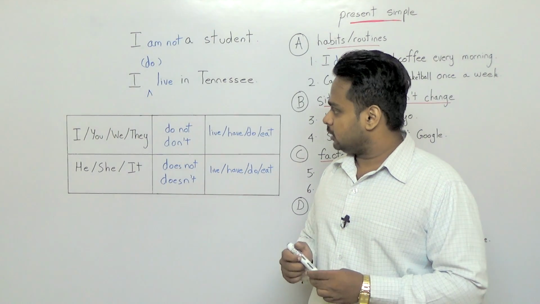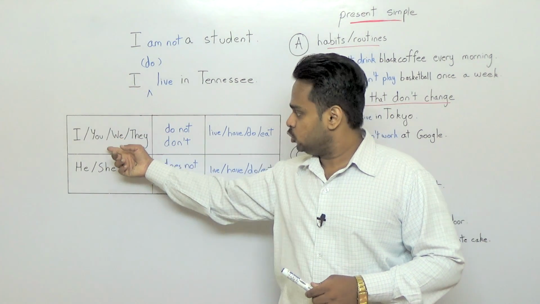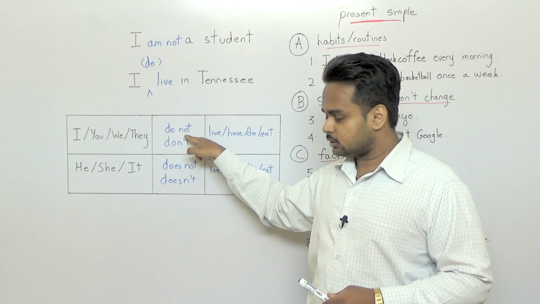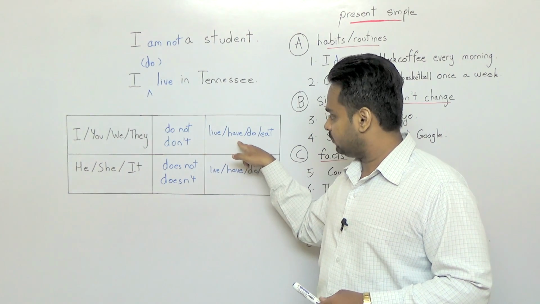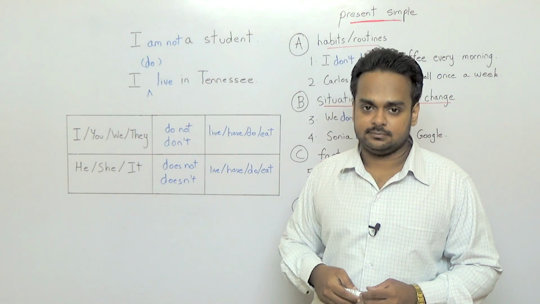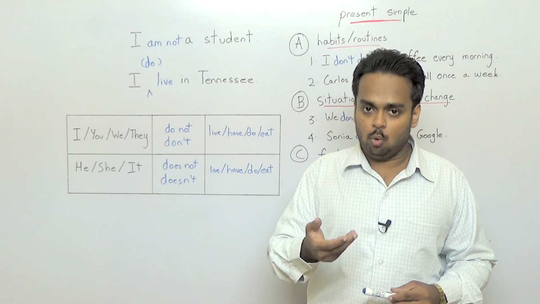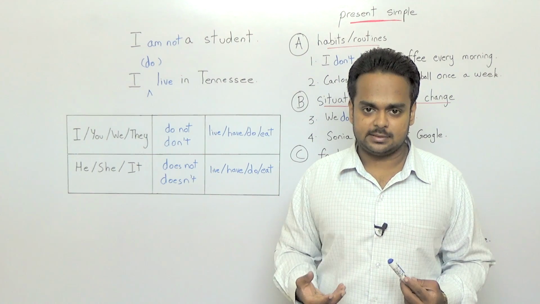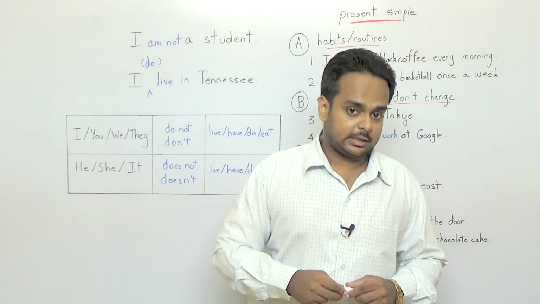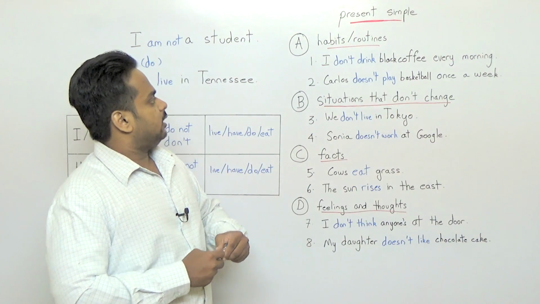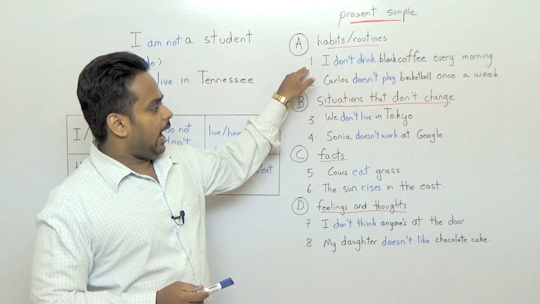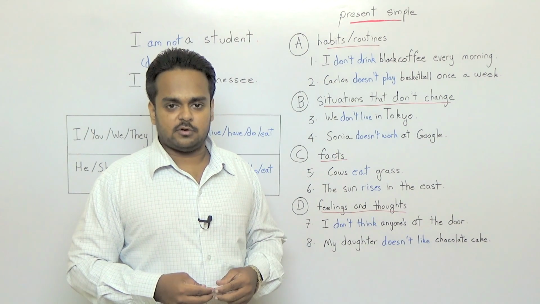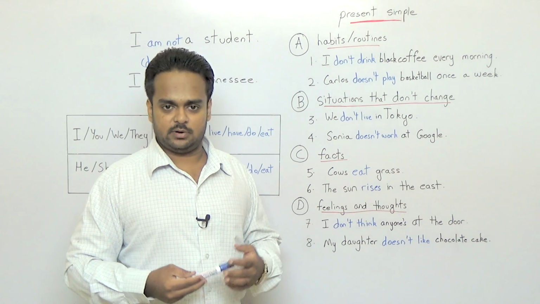So if the subject of your sentence is I, you, we, or they, you simply add do not before the main verb to make it a negative. Now, when we speak, we don't say do not, we say don't. It's very natural to say that, don't. But let's look at some examples. Over here, I don't drink black coffee every morning. I drink green tea every morning.